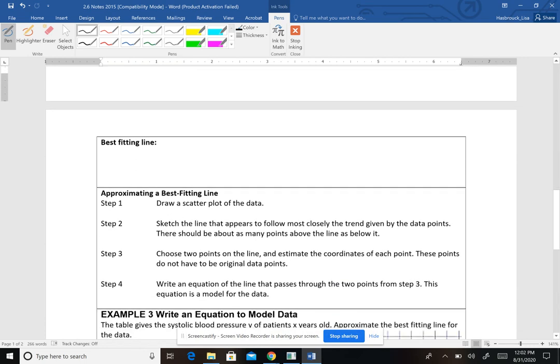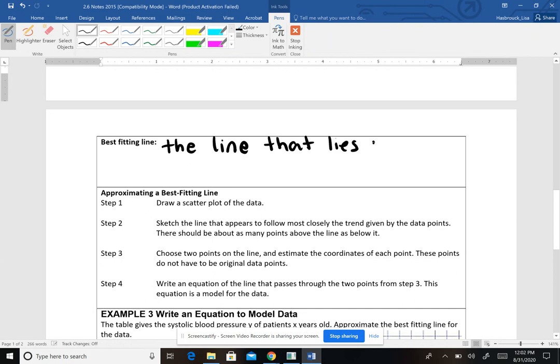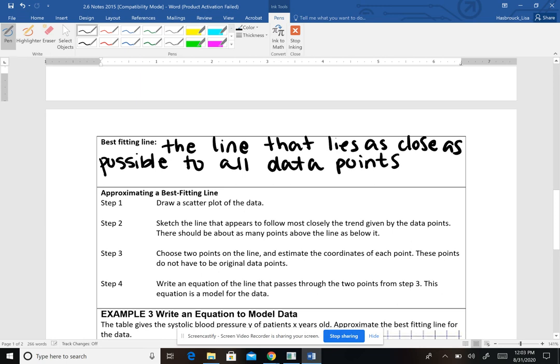Next, we're going to learn how to create a best fitting line, how we could put in a best fitting line for these problems. So for that, first of all, going over best fitting line, that's the line that lies as close as possible to all data points. So when you make this line, you want to make sure you have as many points above the line as you do below the line. Okay. So roughly the same number of points above the line as you have below it.